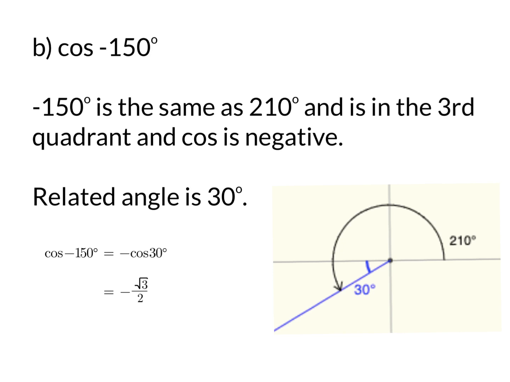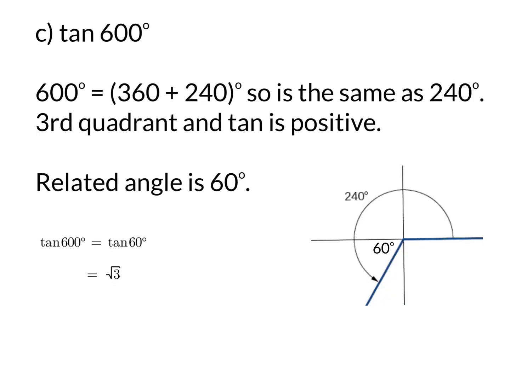Cos of minus 150. So cos of minus 150 goes in the clockwise direction, but it's also 210 degrees from the anti-clockwise direction. That's in the third quadrant, cos is negative, and the related angle in that quadrant is 30 degrees. So cos of minus 150 is minus cos of 30, which is minus surd 3 on 2.